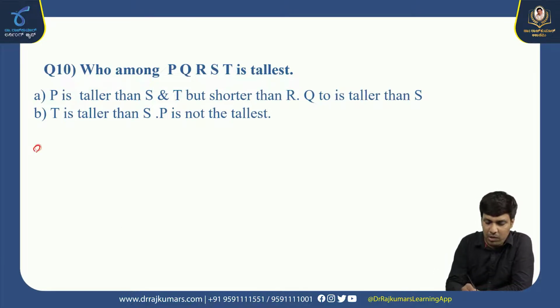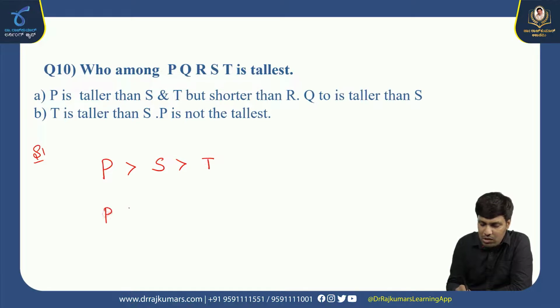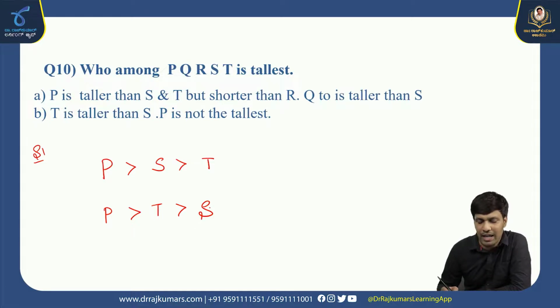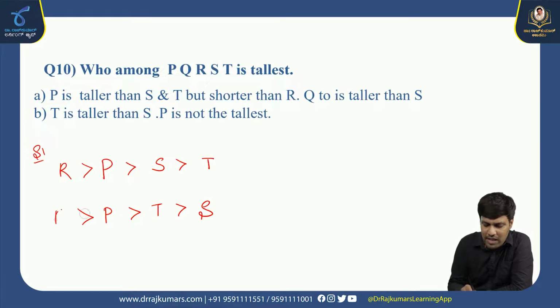Okay, from statement 1 we have P is taller than S and T. We can write statement 1 in 2 ways. P is taller than T and S. We have 2 possibilities to write the P is taller than S and T case, but P is shorter than R.